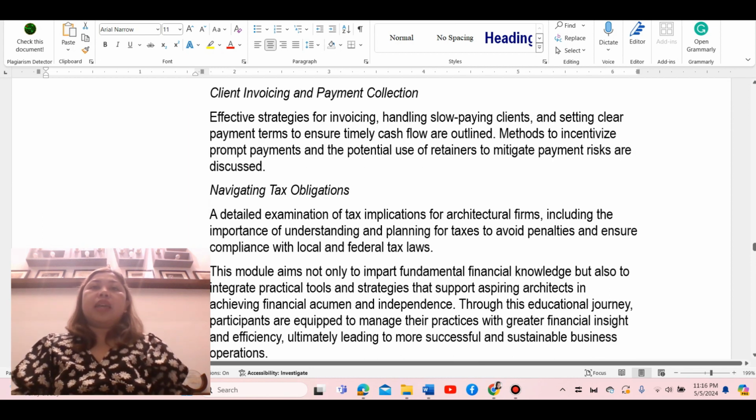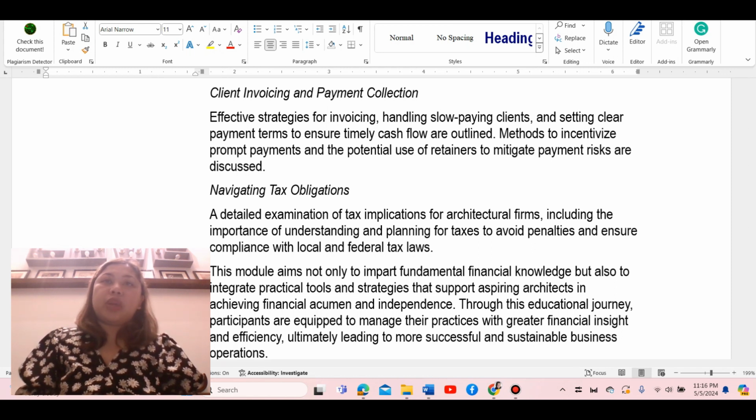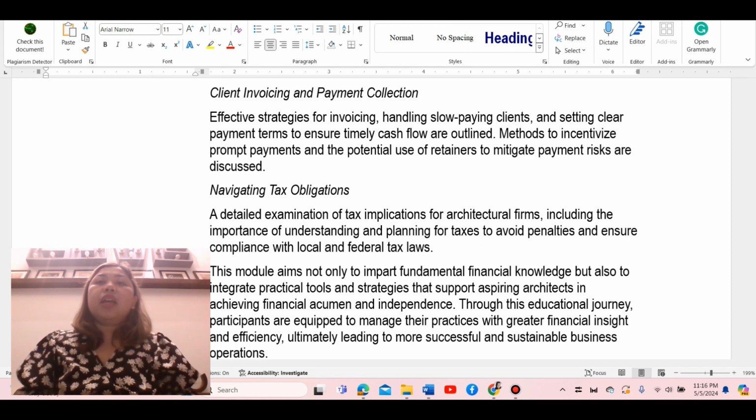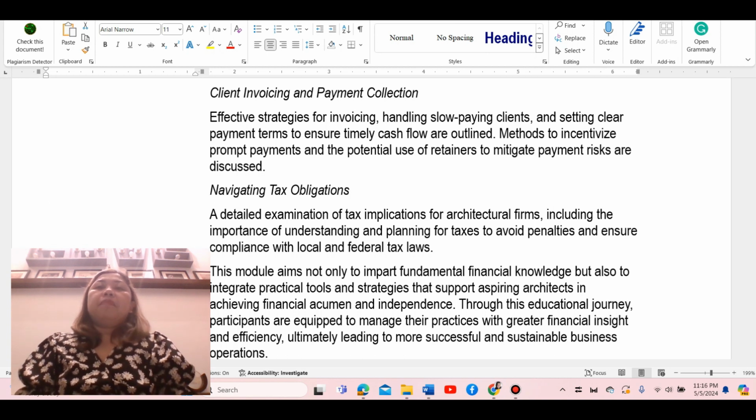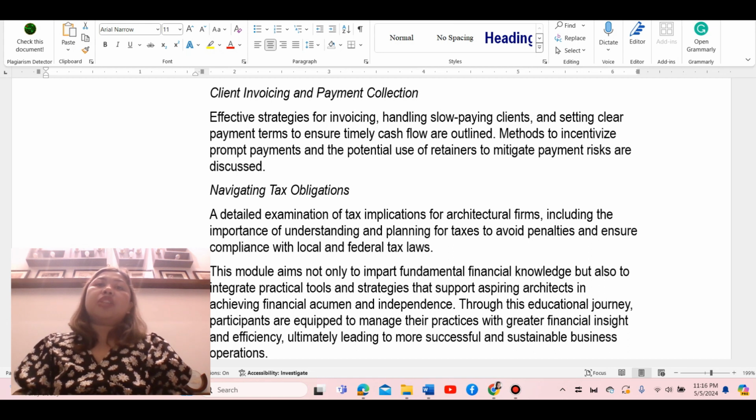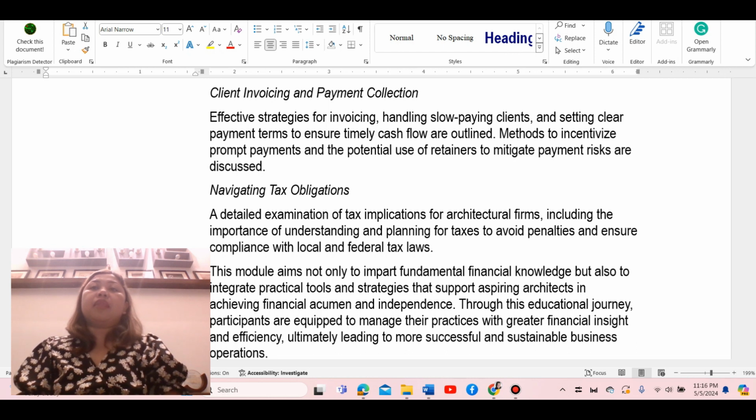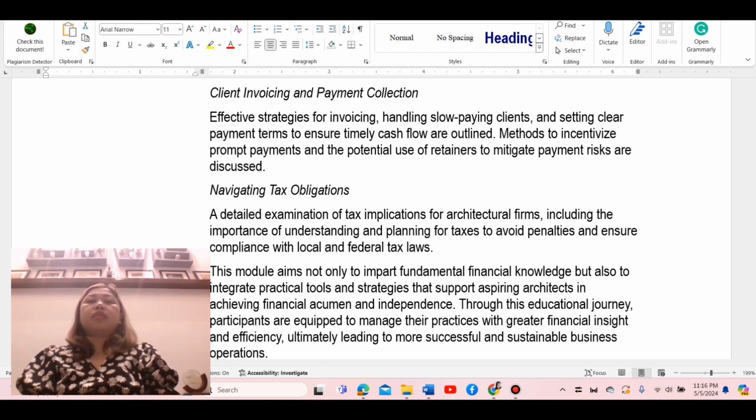Client invoicing and payment collection. Effective strategies for invoicing and handling slow paying clients and setting clear payment terms to ensure timely cash flow are outlined. Methods to incentivize prompt payments and the potential use of retainers to mitigate payment risk are discussed.